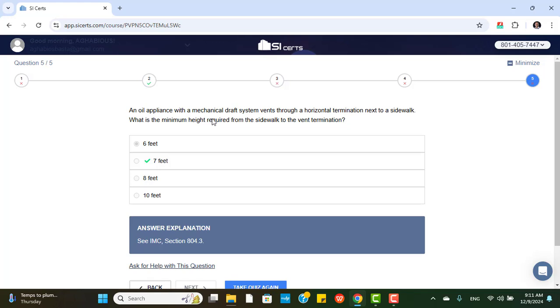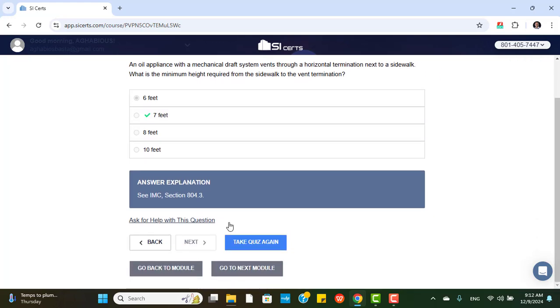An oil appliance with a mechanical draft system vents through a horizontal termination next to a sidewalk. What is the minimum height required for the sidewalk vent termination? It will be 7 feet.